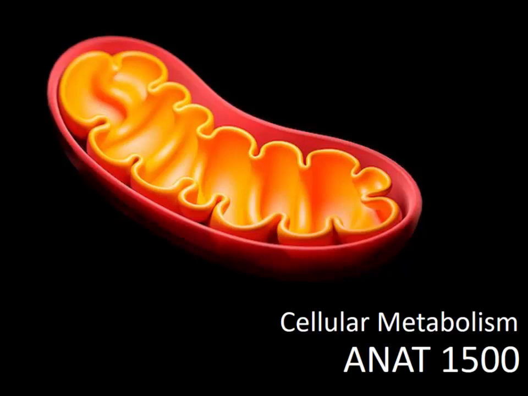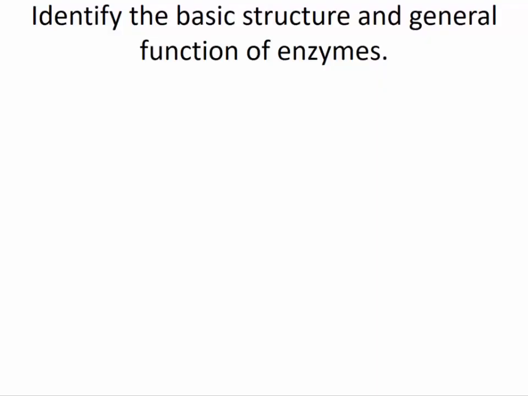Unit 4 is cellular metabolism. This unit begins to pull together some of the concepts that we've discussed over the chemical basis of life and the cell. Let's start by identifying the basic structure and general function of enzymes.